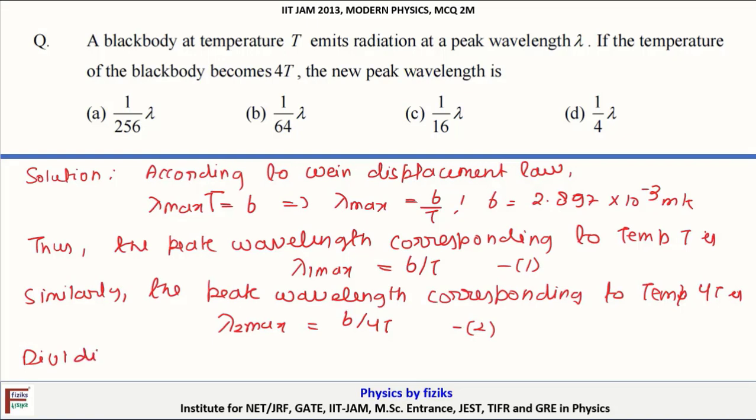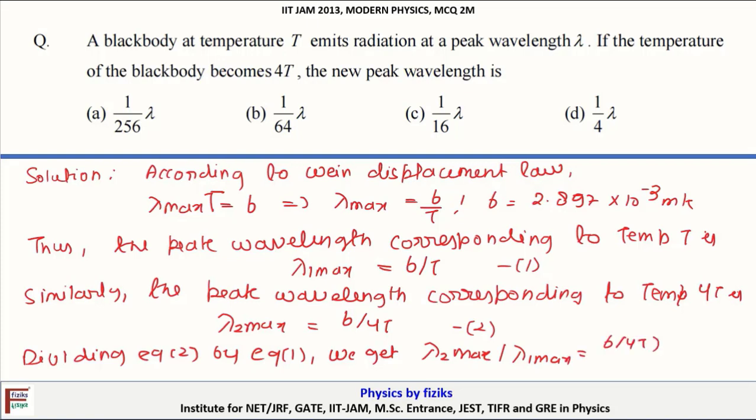Dividing equation 2 by equation 1, we get lambda 2 max divided by lambda 1 max equals B by 4T into T by B, or lambda 2 max equals lambda by 4. So our answer for this question would be option D, lambda by 4.